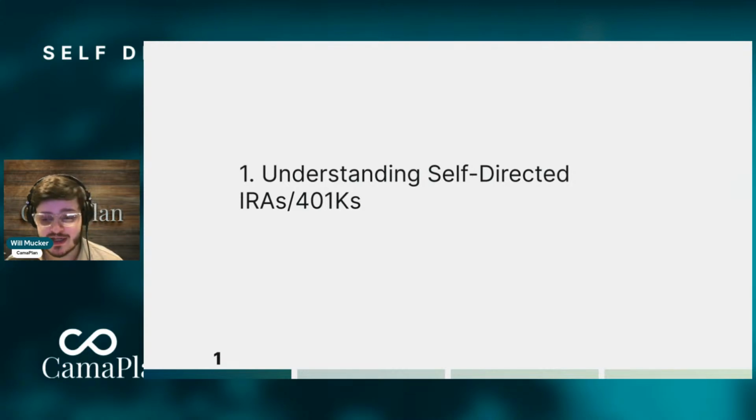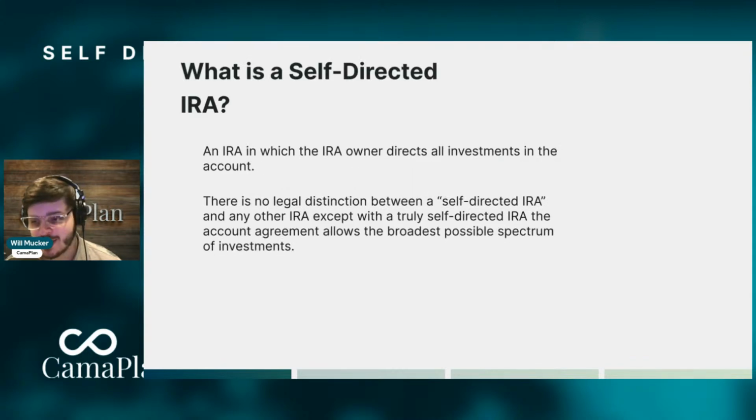So, what is self-direction? You might go to one of the brokers like Fidelity or Schwab, and they may tell you you have a self-directed account with us. But in reality, what they mean is you can direct your investments into anything off of this list. With a truly self-directed IRA like the ones offered at Camoplan, there is no list. You find the investment that is right for you, and we'll help facilitate the transaction into that investment.